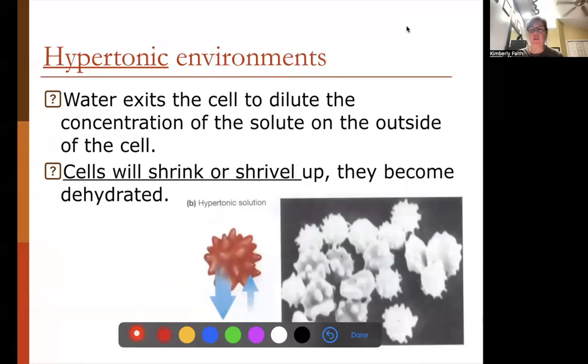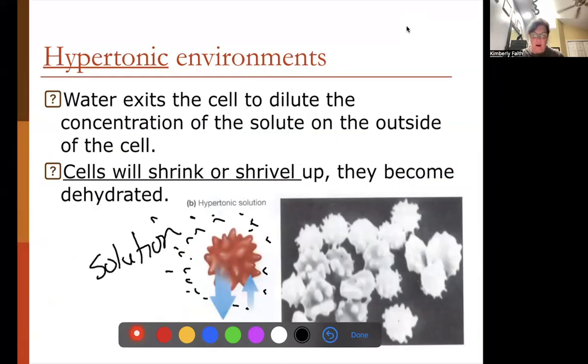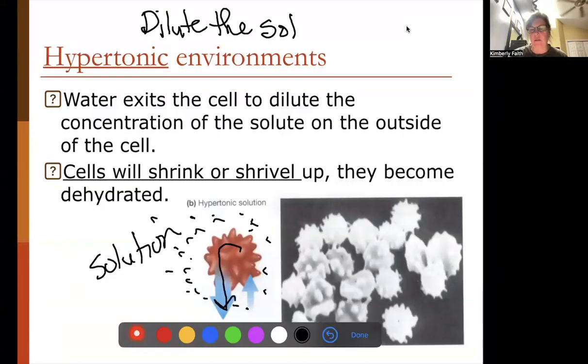In a hypertonic solution, because there is more solute, we'll say salt is on the outside, because we're talking about the solution that the cell is sitting in. That means the water is going to exit the cell and try to dilute. I always use that term. You want to dilute the solute. We can't move the solute in and out of the membrane, but we can move water.